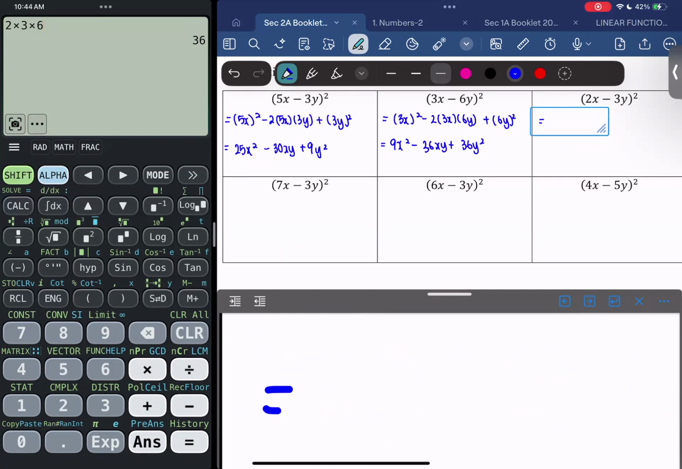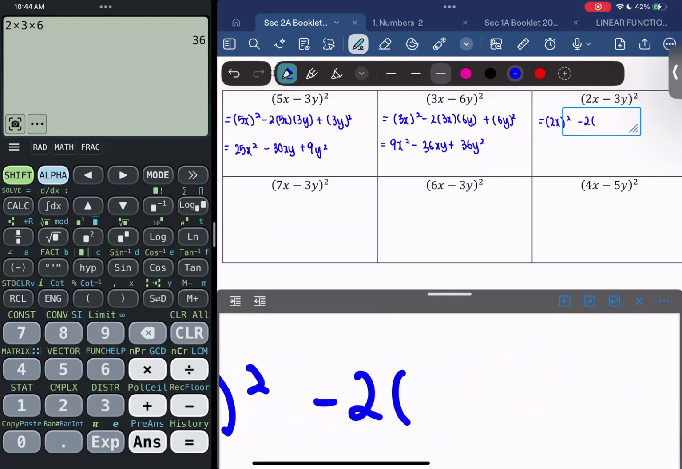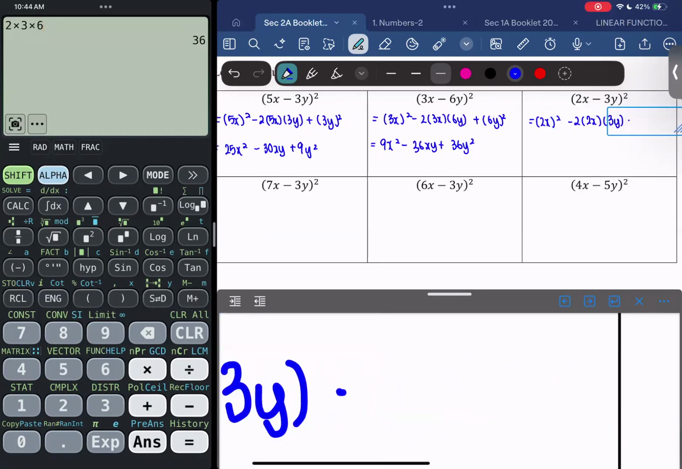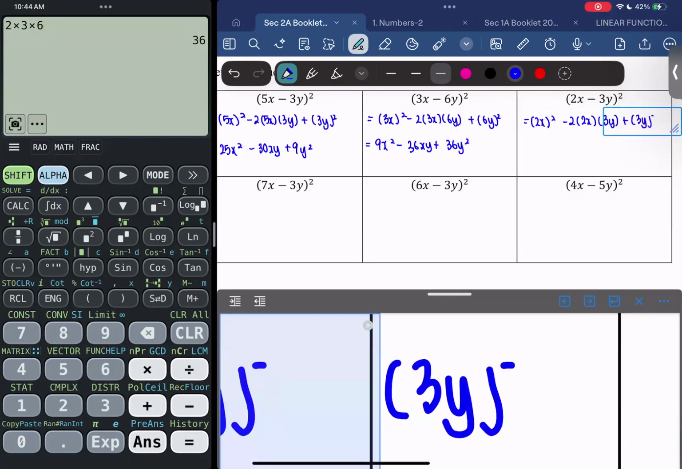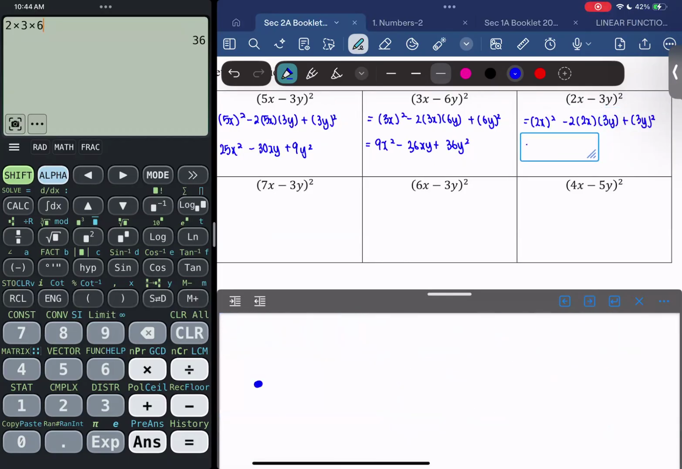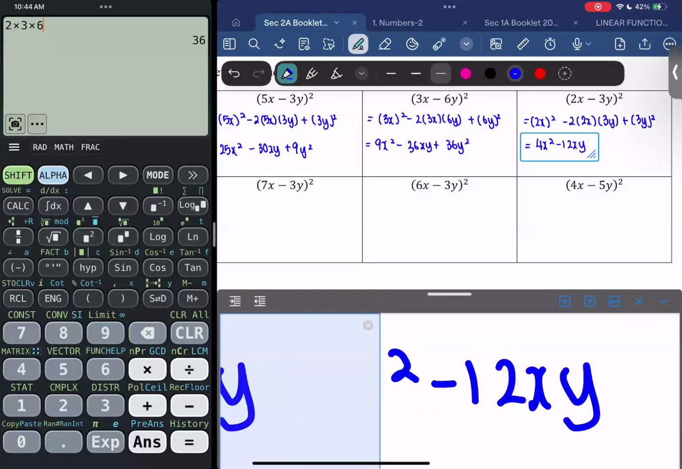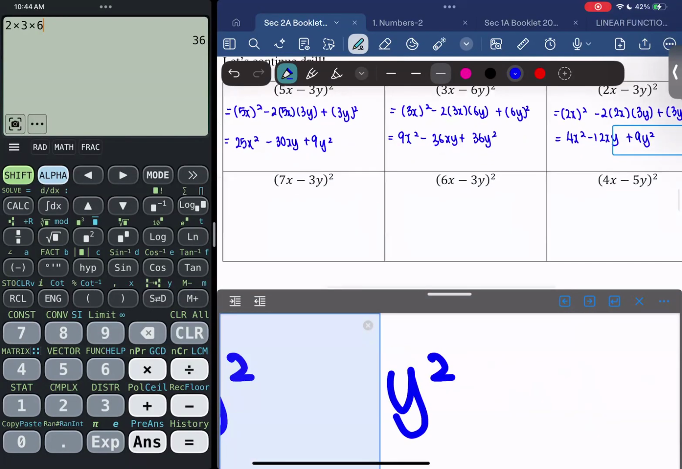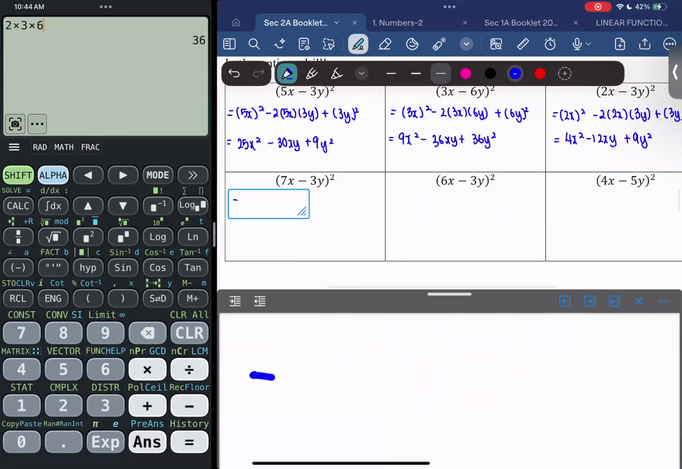Bracket 2x squared minus 2 times 2x times 3y plus 3y squared. Okay, then it is 4x squared minus 12xy plus 9y squared. Okay, very good, Asher. Improving. Next person, Chani.